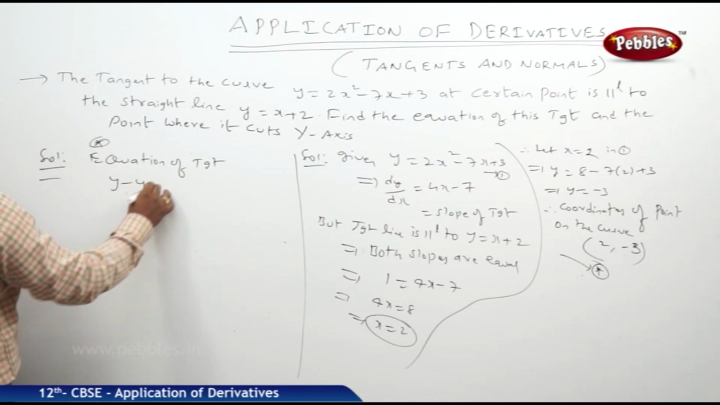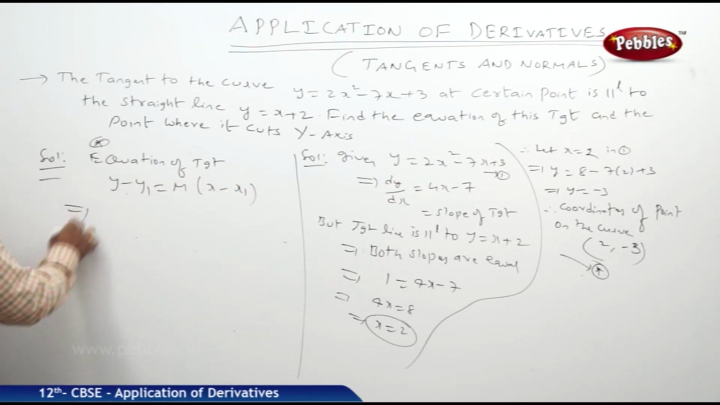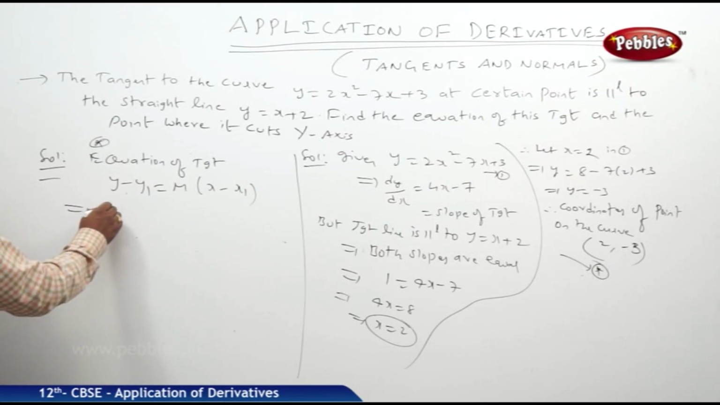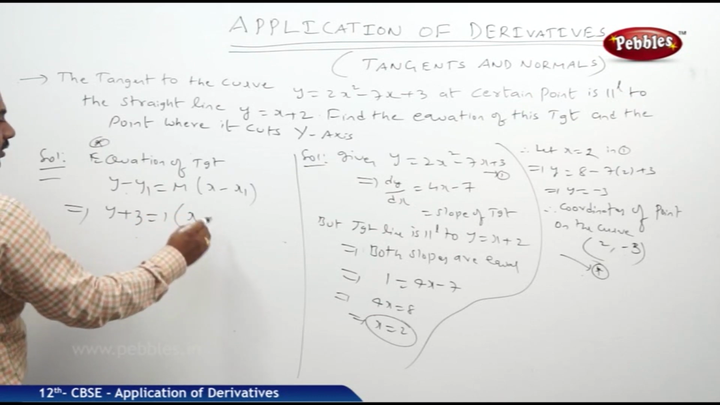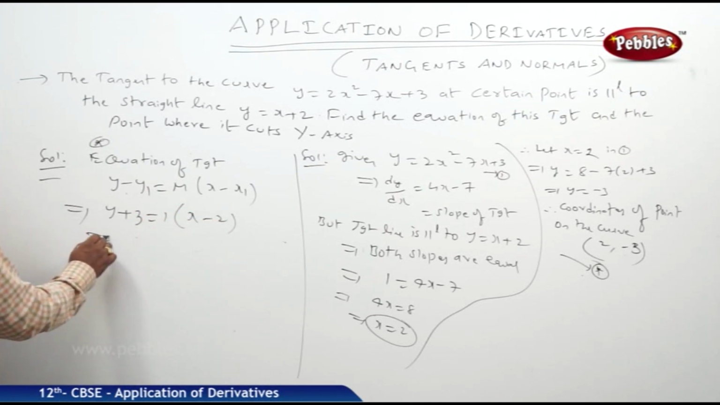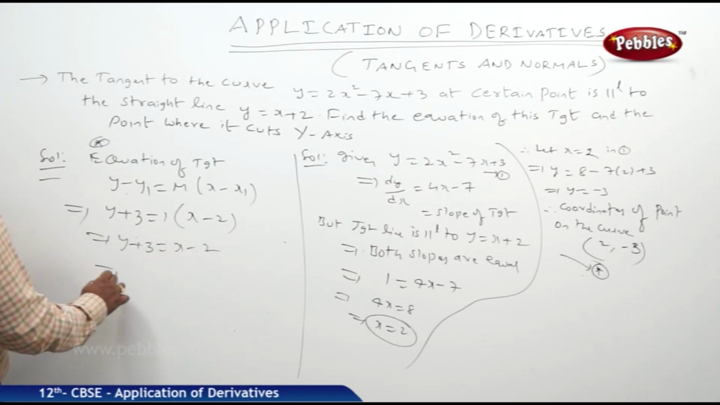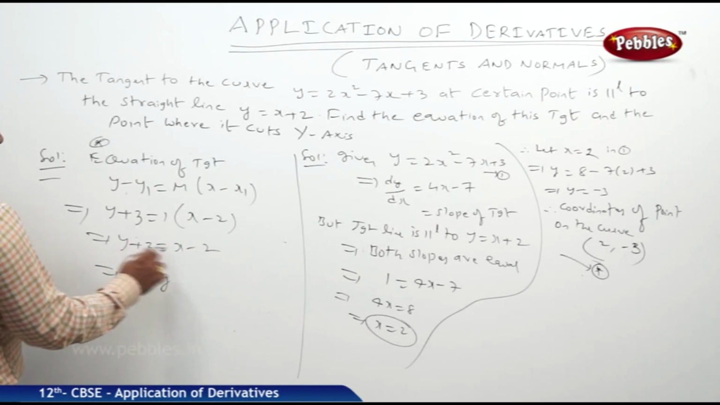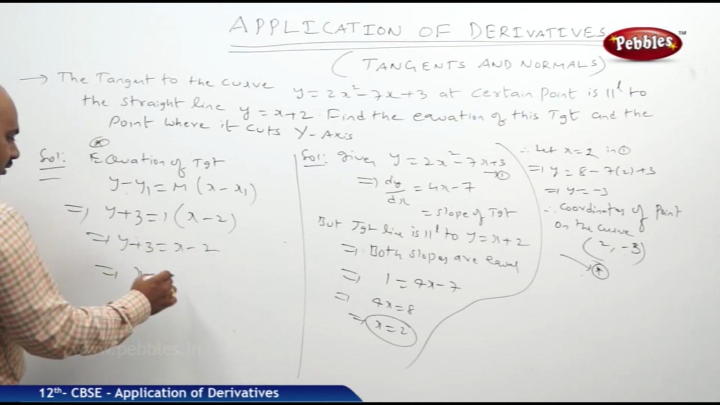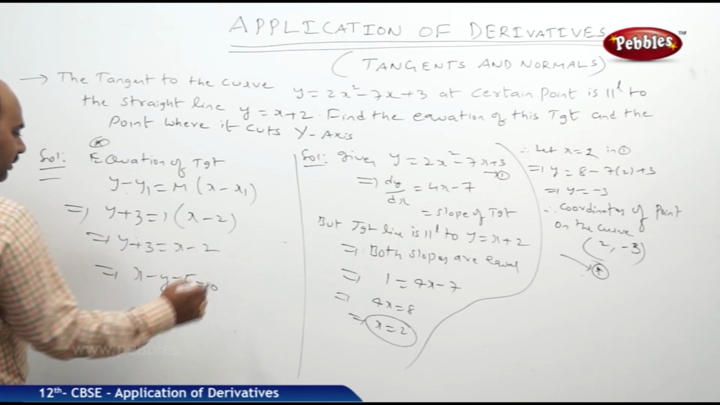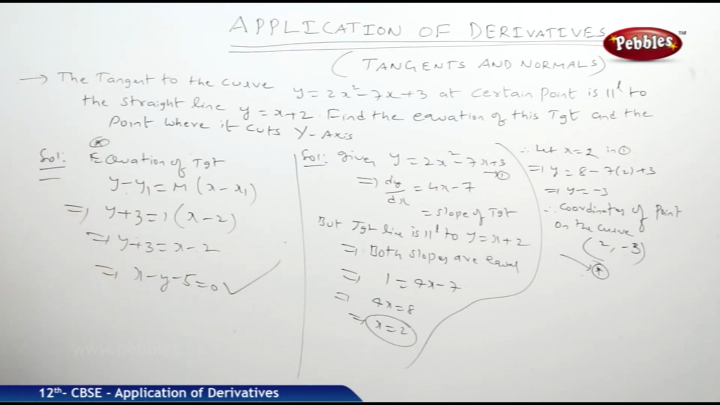y − y1 = m(x − x1). The point is (2, −3). That means y + 3 = 1 into (x − 2). So y + 3 = x − 2. Taking y and 3 to the other side, it becomes x − y − 5 = 0. So we obtained the equation of the tangent.